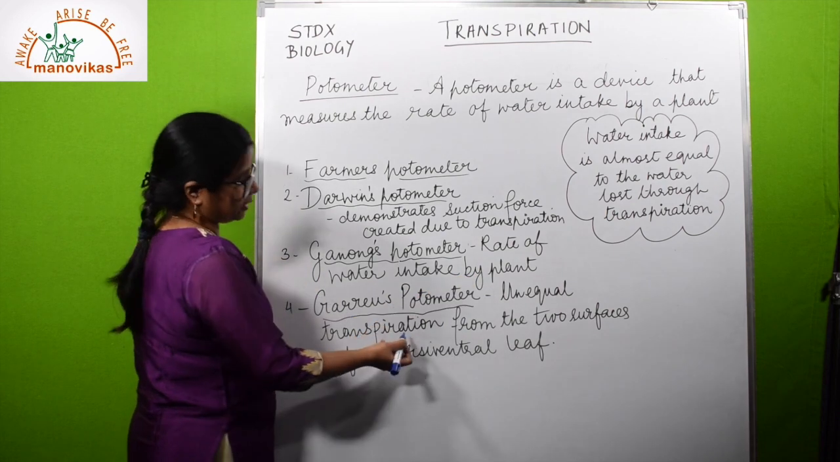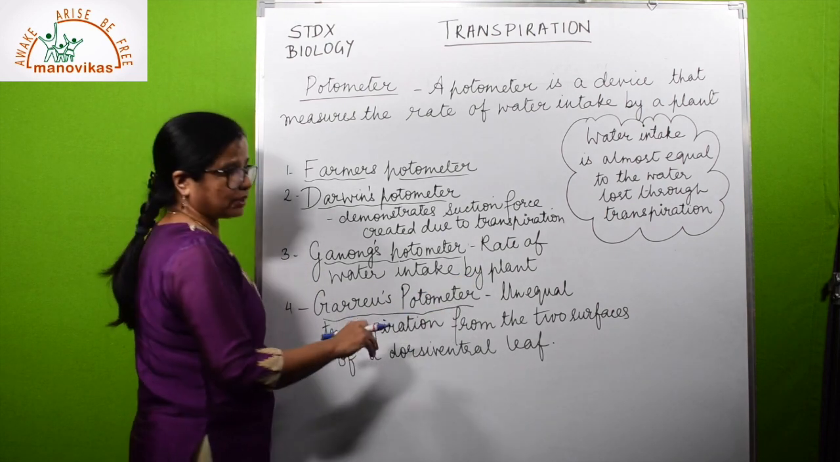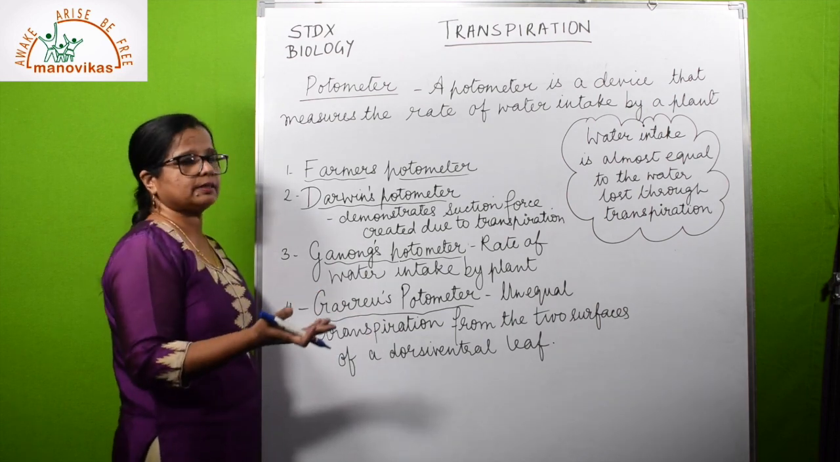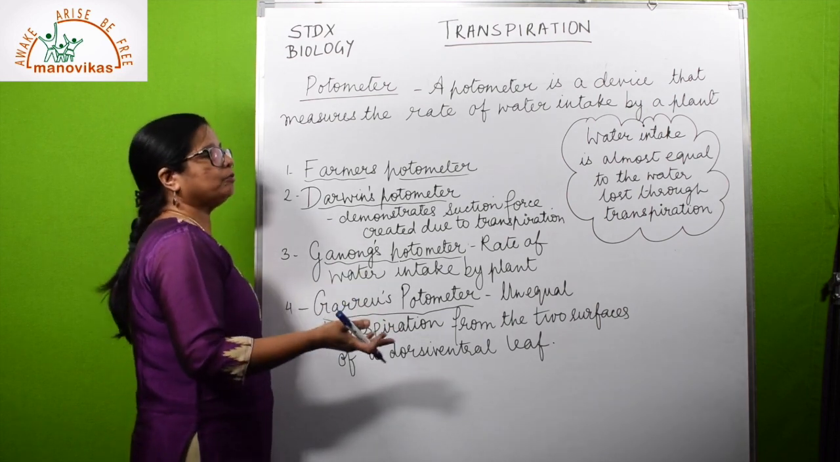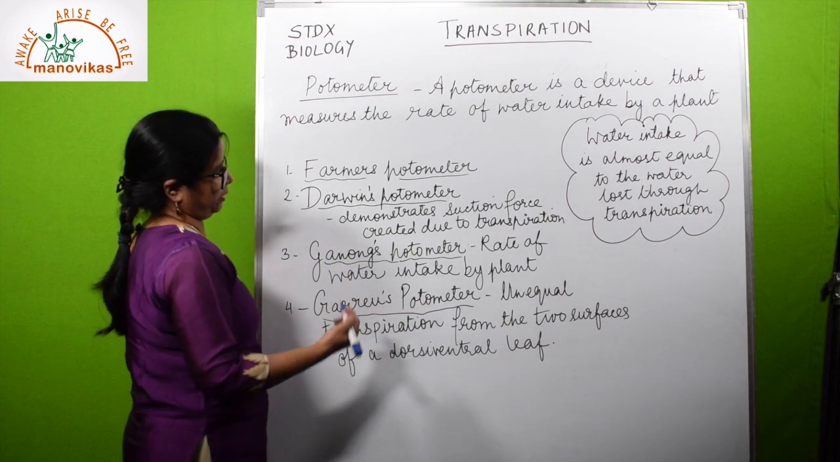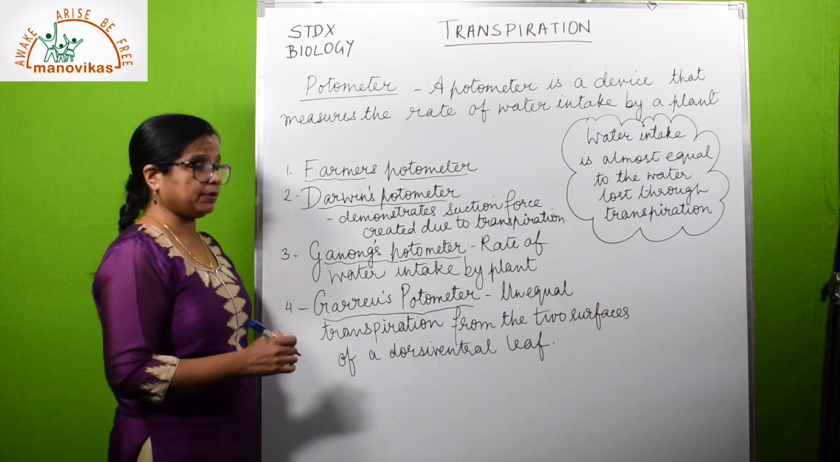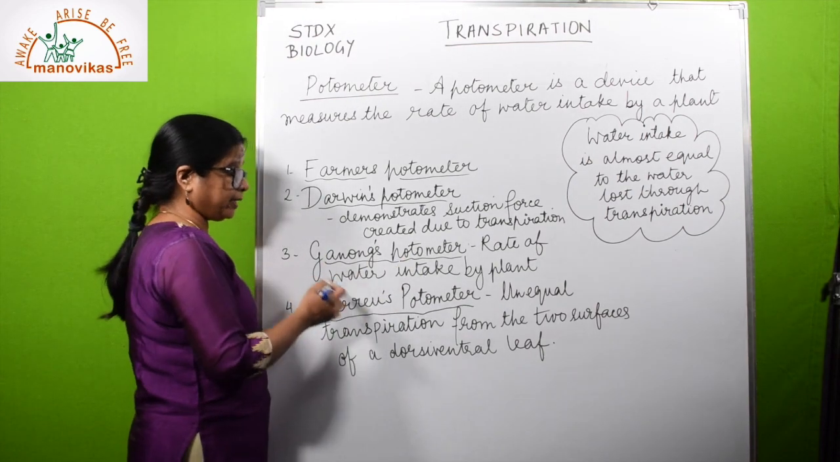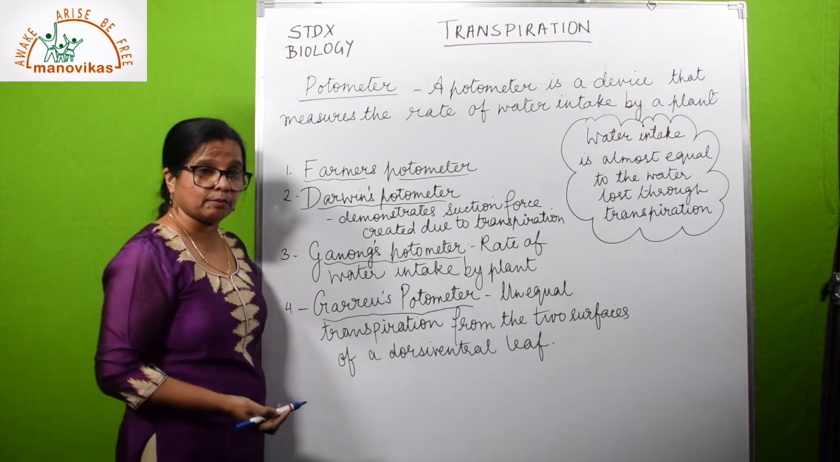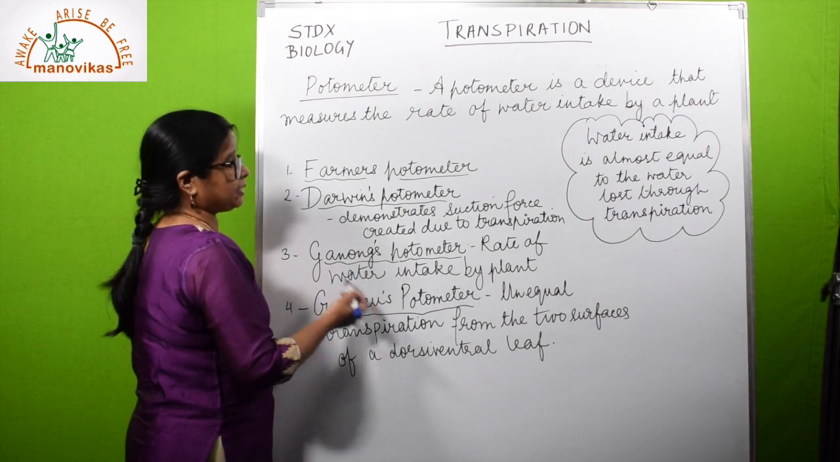It shows unequal transpiration from the two surfaces. If we have a dorsiventral leaf and we want to know which surface is giving out more water in the form of water vapors, this can be done by Garrow's potometer. Now what we study in our syllabus is Ganong's potometer. This is a very important potometer. Questions are many times asked in the board exam, so we must study this in detail.